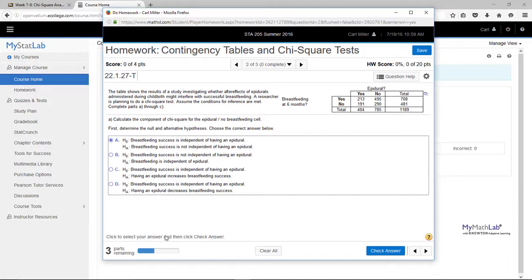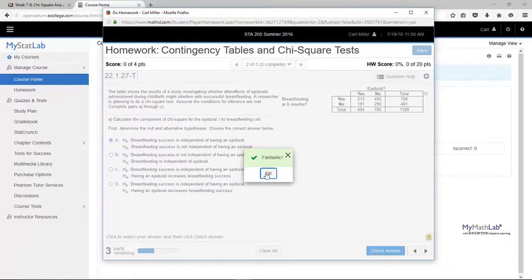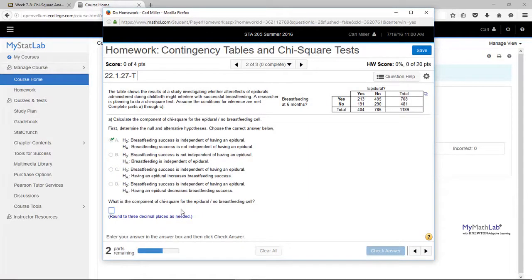Okay, so remember the null hypothesis is that the two variables are independent. There's not a relationship. Whereas under the alternative, we're saying they're not independent, or there's a dependent relationship in this case. Okay, so we can check answer. That's fine. Then it asks for the component of the chi-square for the epidural, no breastfeeding cell. So epidural, yes. Breastfeeding, no.